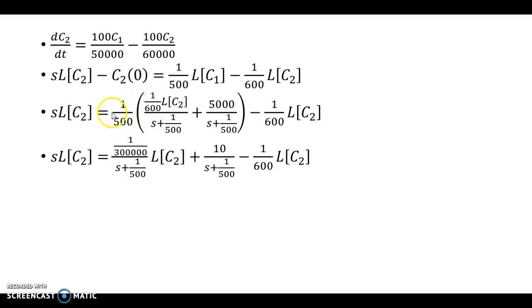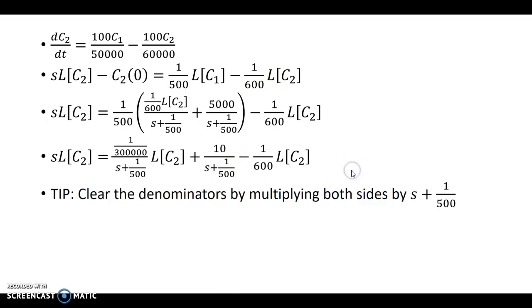I'm going to do some arithmetic here to clean this up. So I'll distribute my 1/500th to the first and second terms, which leaves me with 1/500th times 1/600th is 1/300,000th over s plus 1/500th. And I'm just writing that as a multiple of Laplace of C2 plus 5,000 divided by 500 is 10 over s plus 1/500th minus the third term.